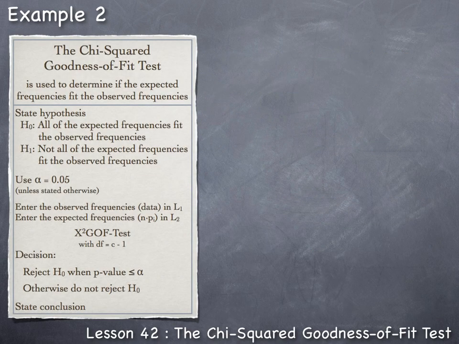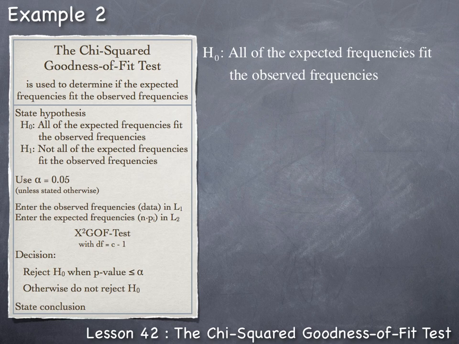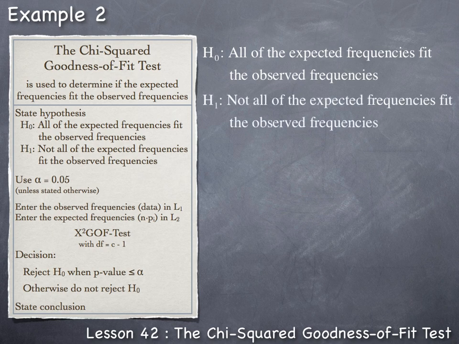So this chart takes us through the steps of conducting a chi-squared goodness of fit test, starting with stating the hypotheses. In a chi-squared goodness of fit test, the hypotheses H0 and H1 are always stated in the same manner. H0 is that all of the expected frequencies fit the observed frequencies, and H1 is not all of the expected frequencies fit the observed frequencies.